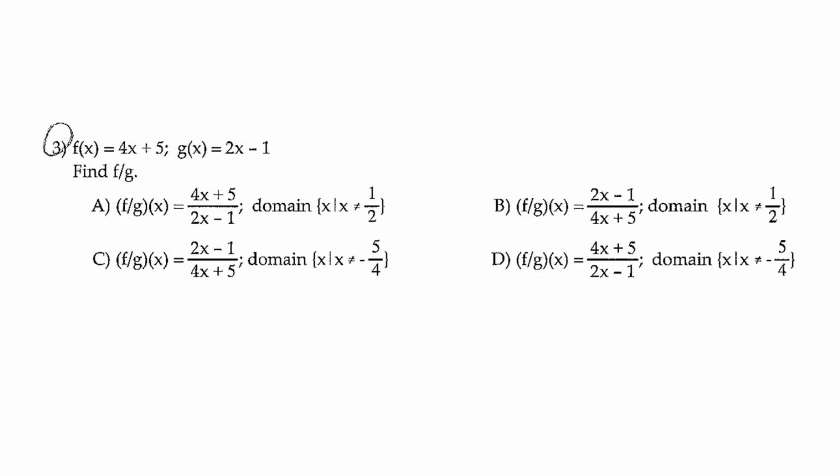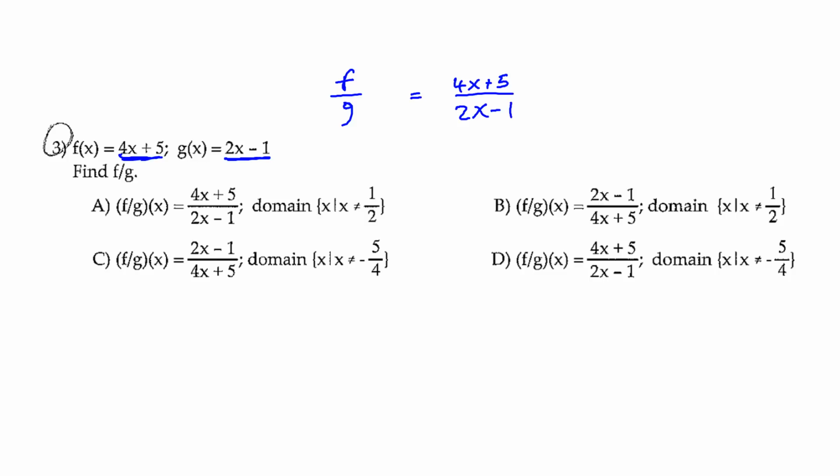On this function, similarly, we're going to find the quotient. So we're going to divide the two functions. It says put the function f over the function g. F is 4x plus 5, so we're going to put 4x plus 5 on top. G is 2x minus 1, so that's going to go on the bottom.